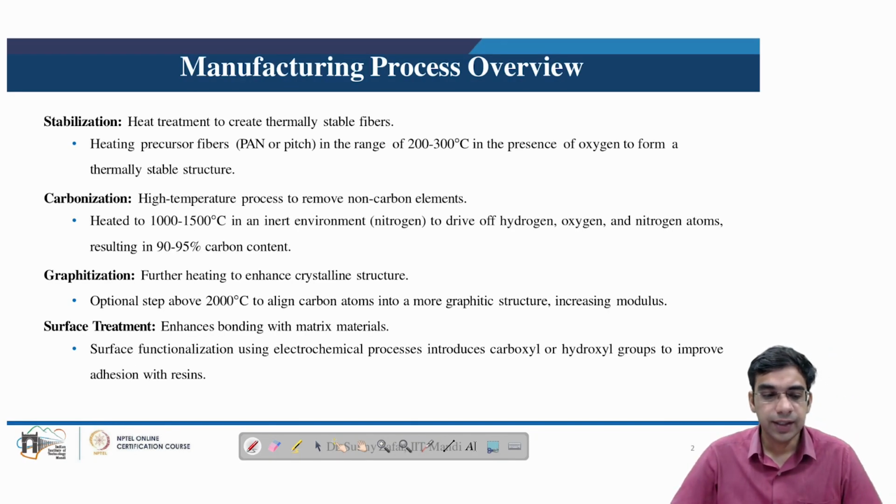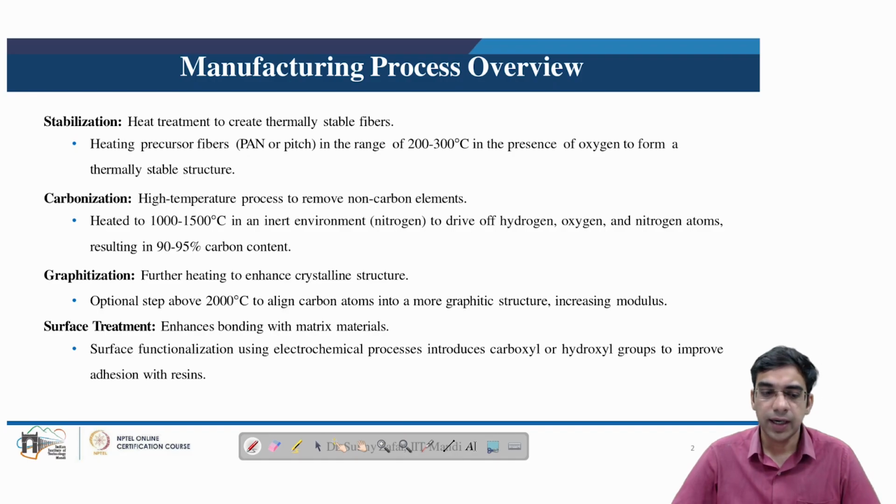Next, we look at the manufacturing process overview of the carbon fiber. So carbon fibers are one of the expensive reinforcements which are used in manufacturing of several lightweight, high strength composites. So manufacturing of carbon fibers is a complex process which involves several stages of heating.